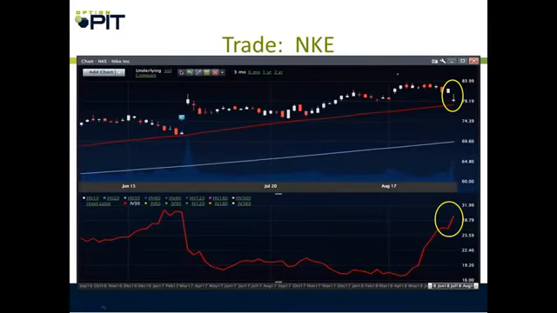Nike. What is the tool I'm using for these graphs? I use LiveVol and TradeHawk for these graphs. LiveVol Pro and TradeHawk. So, I don't know if you've heard this, but Nike's been in the news.